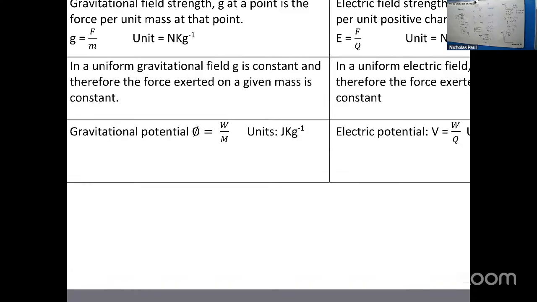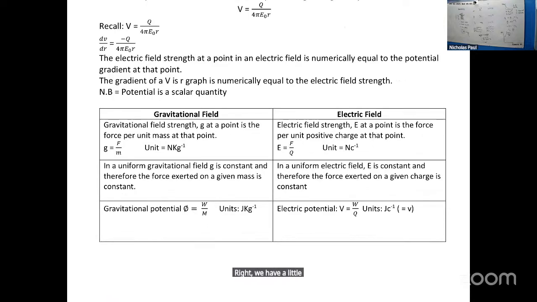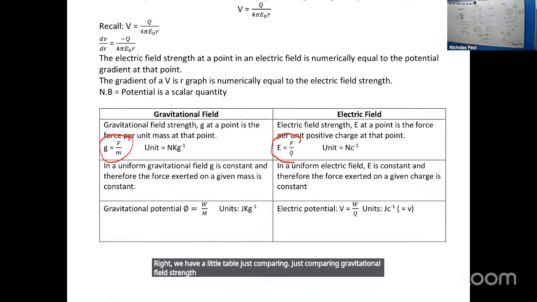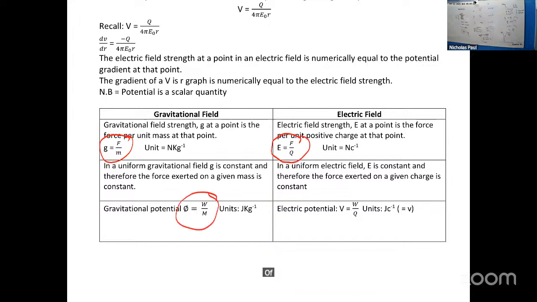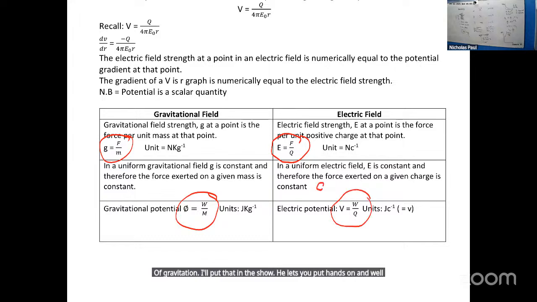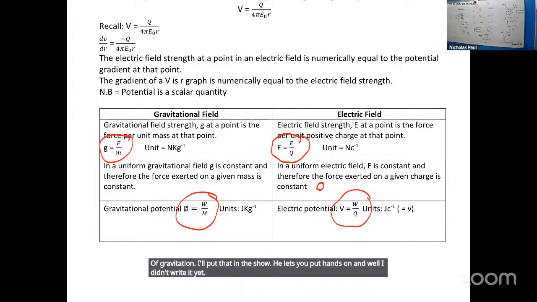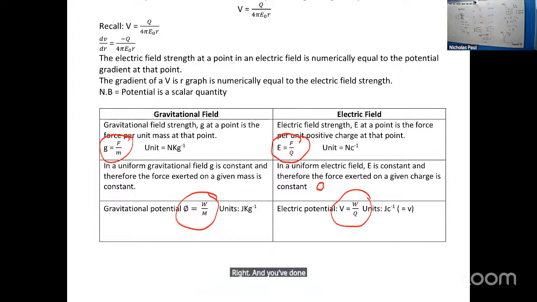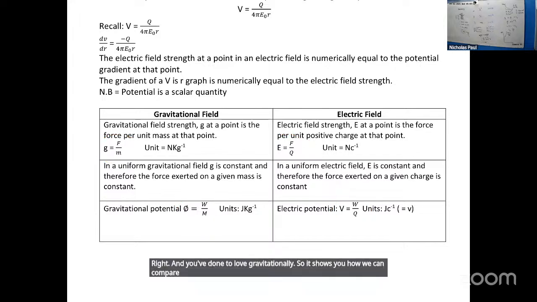Right here, I have a little table just comparing gravitational field strength and electric field strength, gravitational potential, electric potential, and Coulomb's law and gravitational force. I didn't write it here, but right, Newton's law of gravitation. So it shows you how we can compare gravitational fields and electric fields.